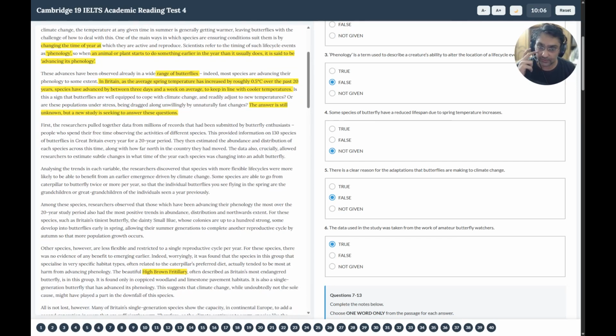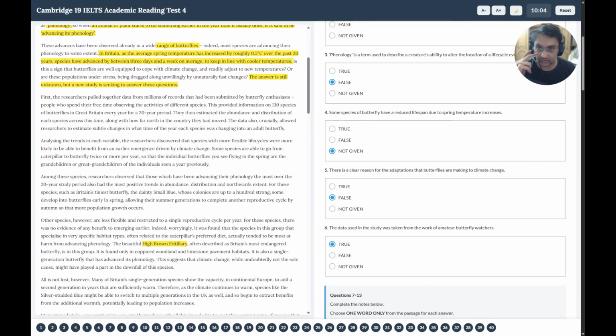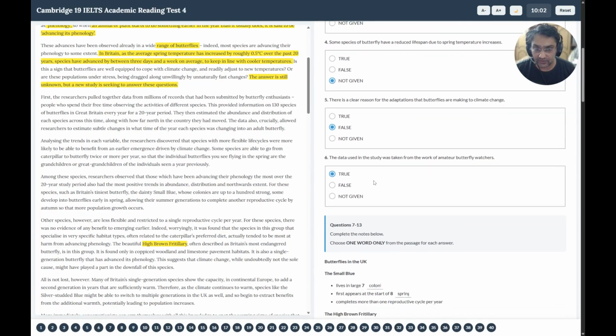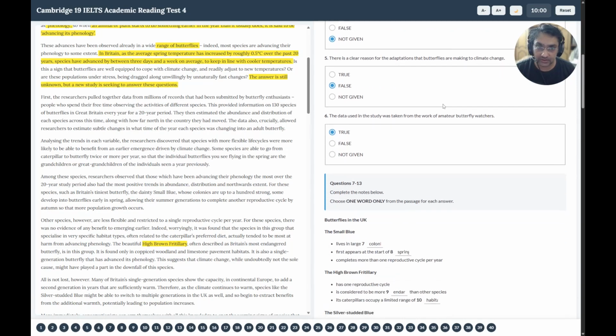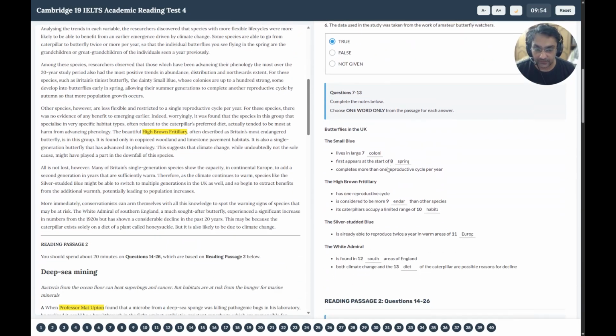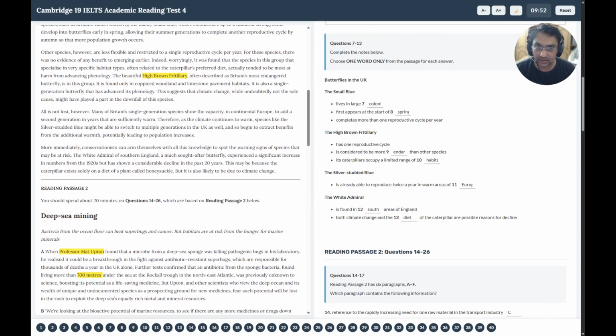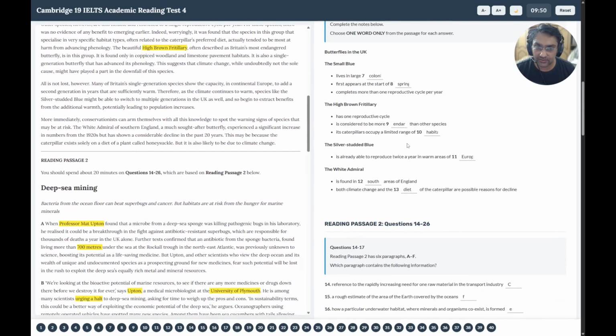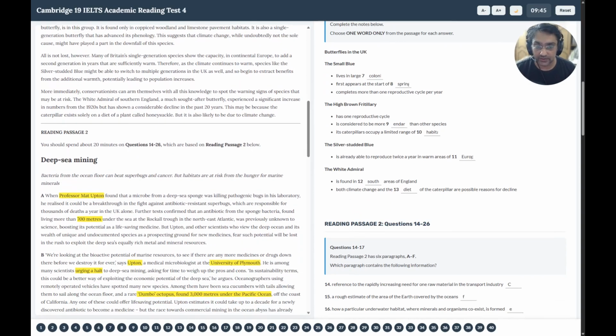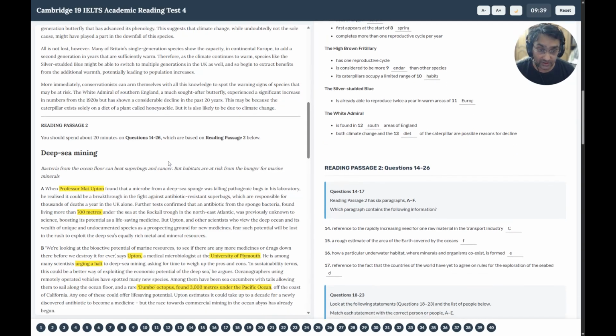Clear reason for the adaptation the butterflies are making to climate change, okay. The data used in the study is taken from the work of amateur butterfly watchers. Yes, true. Colonies, spring, endangered habitats, already able to reproduce twice in warm areas of Europe and southern areas of England. Okay, climate change, the diet of the caterpillar, possible reasons for decline.